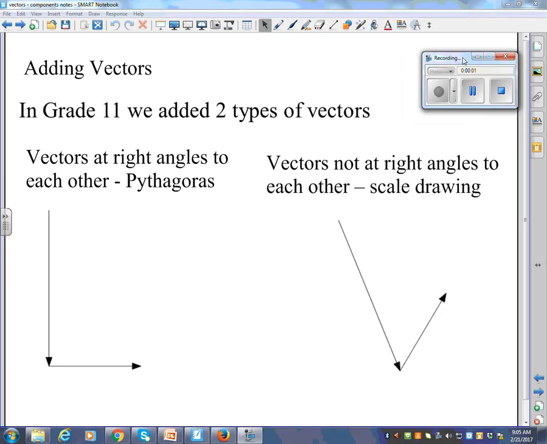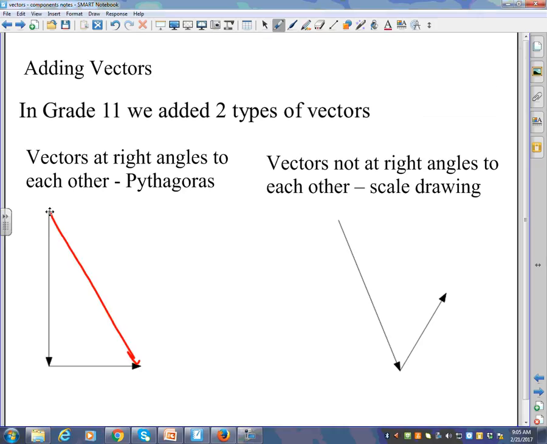In grade 11, we added two types of vectors. They were at right angles to each other, and we used Pythagoras, right? Because it's a right triangle. And how many people used Pythagoras when they were not a right triangle in their test? About 20, 30%, something like that. Hopefully none of you guys, right?